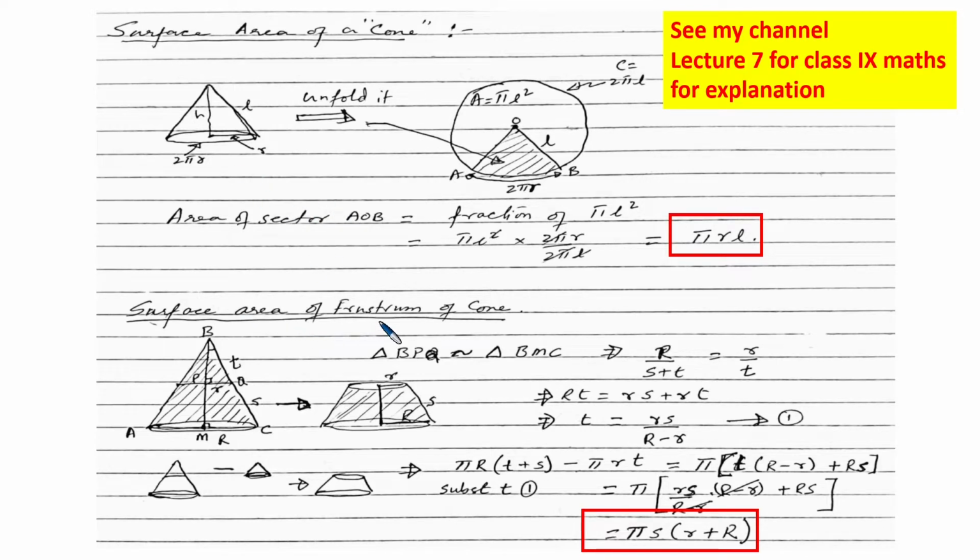The surface area of a frustum of a cone was also derived, and this is pi times s. S is this length, small r is the radius of the top circular base, and capital R is the radius of the bottom circular base. Just go through my last lecture and you will understand this is the area of the frustum of a cone. This is called the frustum, where the cone is cut from the top.